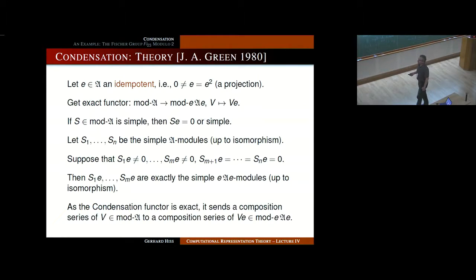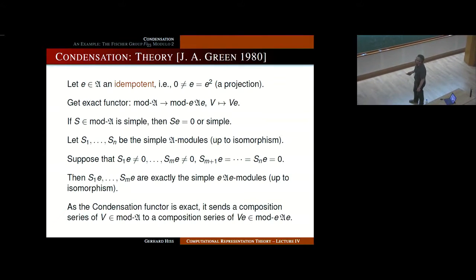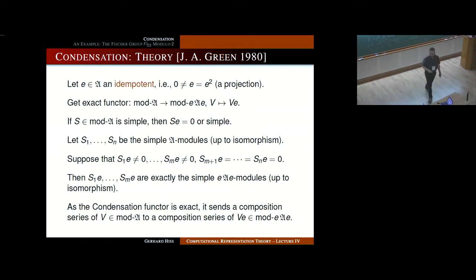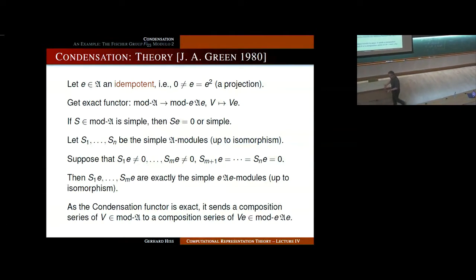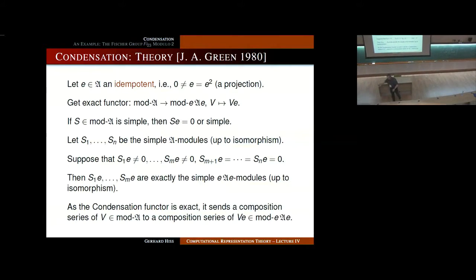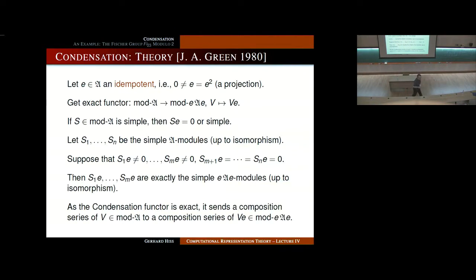And in particular, as the condensation functor is exact, it sends a composition series of a module of A to a composition series of VE. You see, some of the composition factors just disappear, but you still get a composition series. And reducing a matrix representation which is not irreducible amounts to finding a composition series on the module it acts on. Okay?